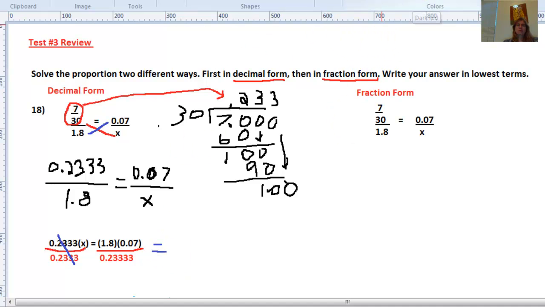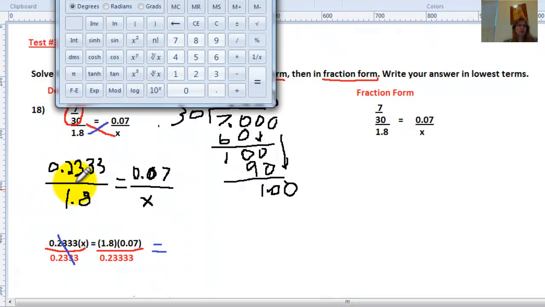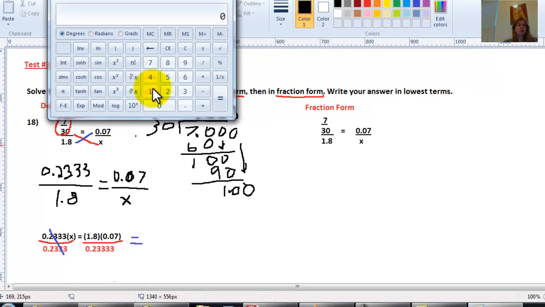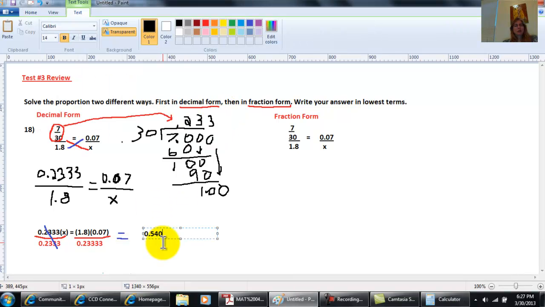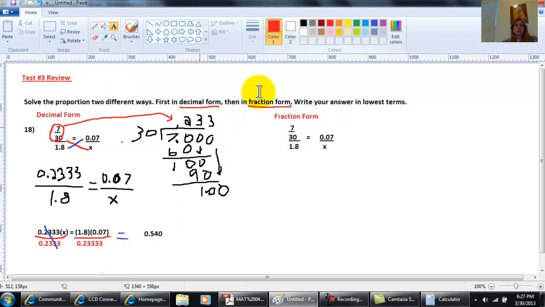So let's just bring up our calculator, and we're going to do 1.8 times 0.07, and then we're going to divide that by 0.2333. That equals 0.54, and we can round that number, and I'll just call it 0.540. So that would be our answer then in decimal form.